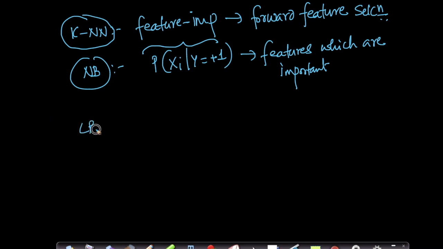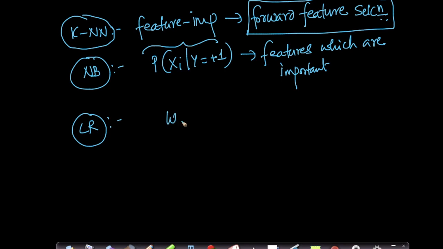What about logistic regression? In k nearest neighbor, there is no inherent technique, and hence we use forward feature selection. Remember, forward feature selection is algorithm independent. I can apply it on naive Bayes and also logistic regression. But in naive Bayes, these conditional probabilities gave me some intuition on which features are important. In logistic regression, I can use the Wjs to determine feature importance. I'll just call it Fi for feature importance.